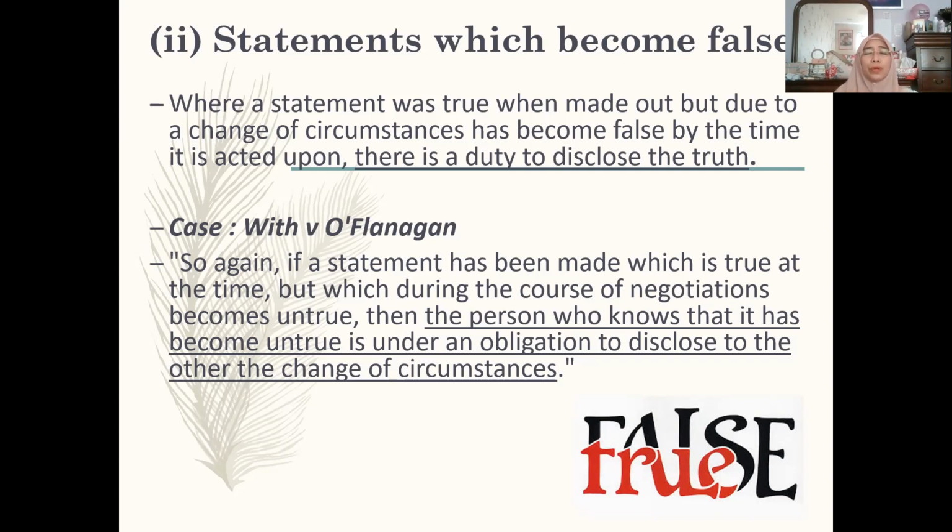So in the case of With v O'Flanagan here, the court said that if a statement has been made which is true at the time, but during the course of negotiation it becomes untrue later, there's a change in the statement, then the person who knows that it has become untrue is under an obligation to disclose to the other party the change of circumstances. But if there is no change of circumstances, then the exception won't be applicable.